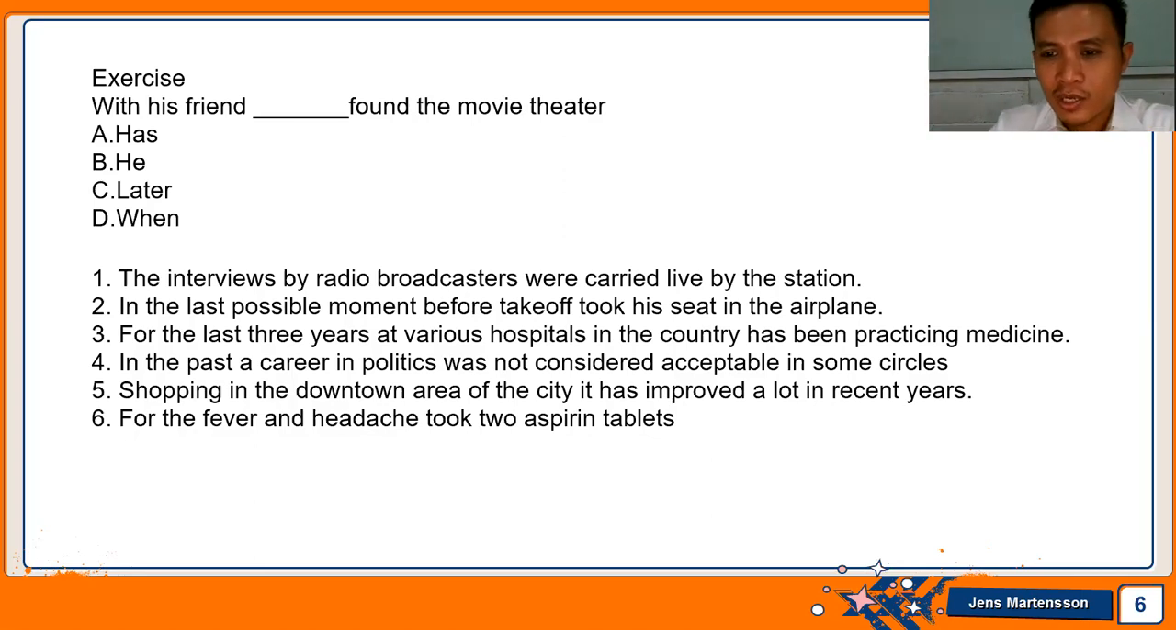Then you have to find out. You have to pay attention. The sentence is missing something. For example, there is no subject here, and then the sentence needs a subject. So then you have to check the verb. What is the verb here? Does the verb need a singular subject or plural subject? For example, "his seat" means a man. For example, at the last possible moment before takeoff, Andi took his seat, because "his" refers to Andi. Okay.